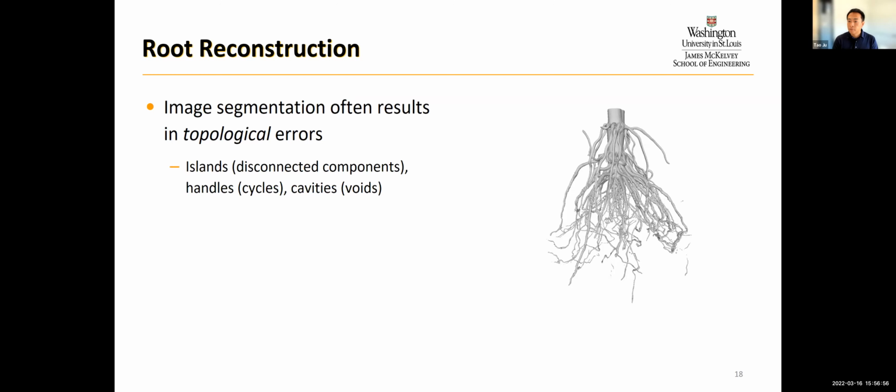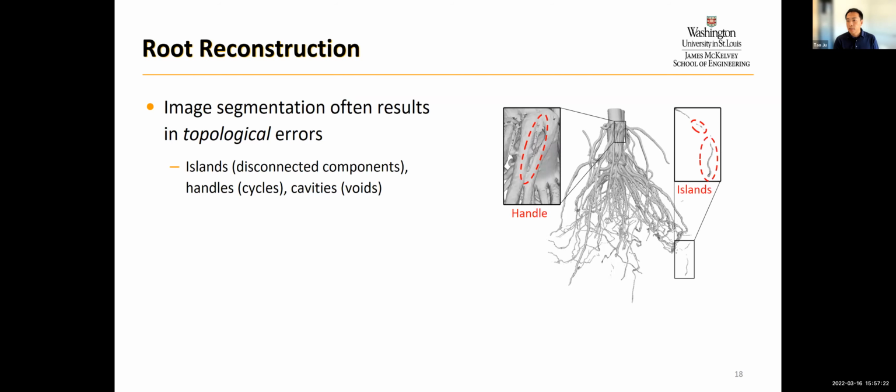Even for CT images of cleaned up excavated roots like this one, where you can easily get a nice segmentation by thresholding, you can still get topological errors like handles, right? Where two roots that are very close by appear to be touching or merged in the image. In reality, they don't, but because of the noise and the resolution of the imaging, they appear to be touching, so that forms a loop. Or you can have thin roots that appear to be separated and disconnected in the images. Of course, again, in reality, they're connected. But because of imaging, you have these islands, which are disconnected components.